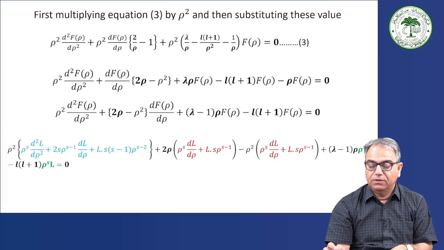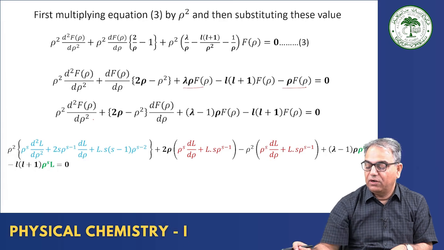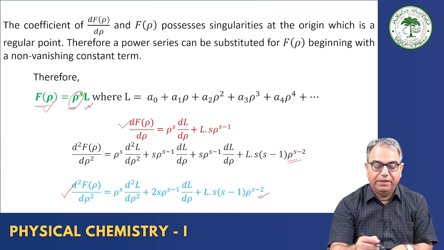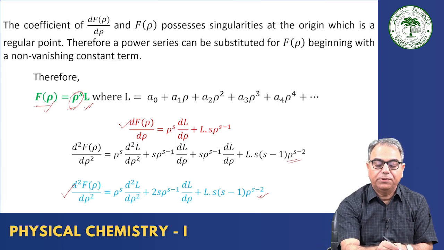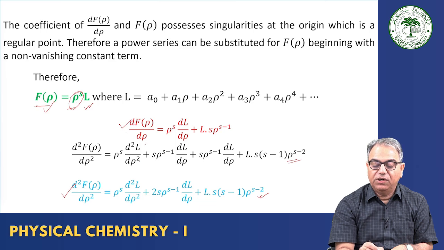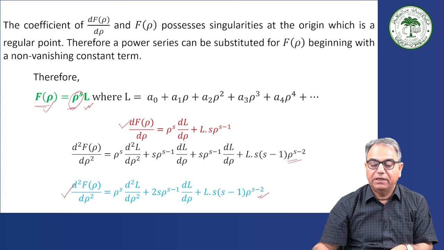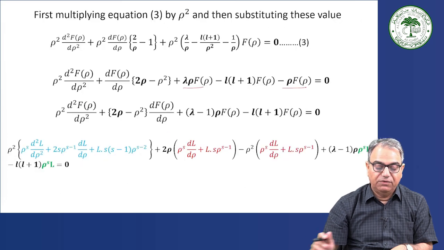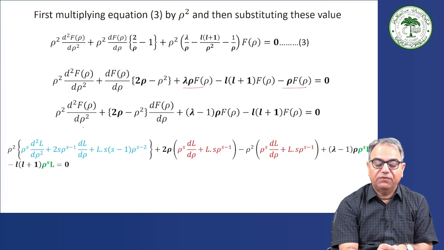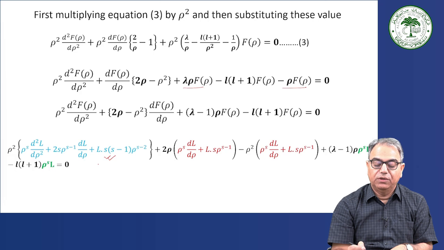Okay. So, we got this and this we combined, nothing else. Okay. Rho f rho is here also, rho f rho is here also, so lambda minus 1. Okay. In this equation, you put all the values which we got for f rho in terms of the previous equation. Here, f rho is equal to rho raised to the power s into L, and d f rho divided by d rho is equal to this one, and d square f rho divided by d rho square. So, if you put these values in the modified equation number 3, then what do you get? Rho square d square f rho divided by d rho square is this one. All the terms are there in the previous slides, so you can go and check.